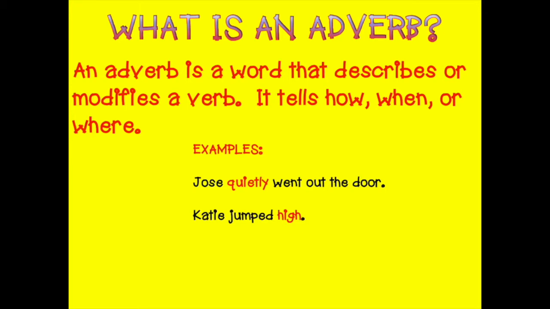Katie jumped high. How did Katie jump? High. Tony spoke before me. When did he speak? Before. The dog ran outside. Where did the dog run? So the adverb outside described where the dog ran, the action ran.